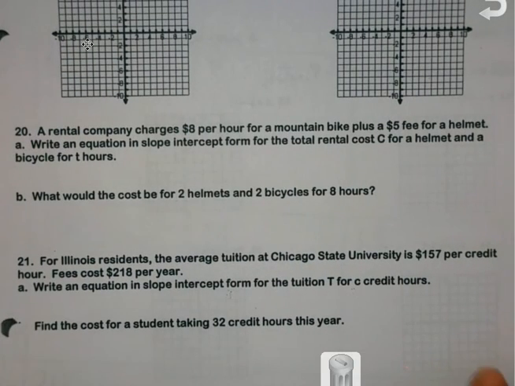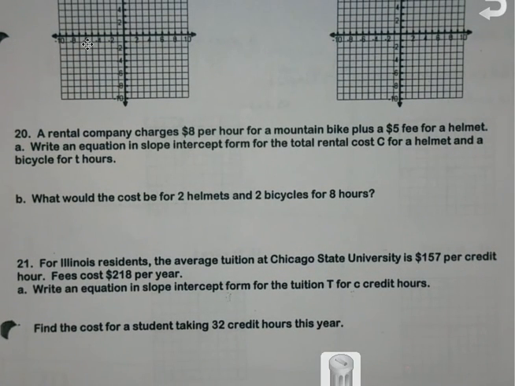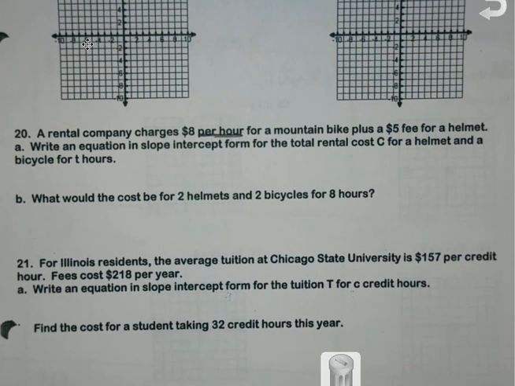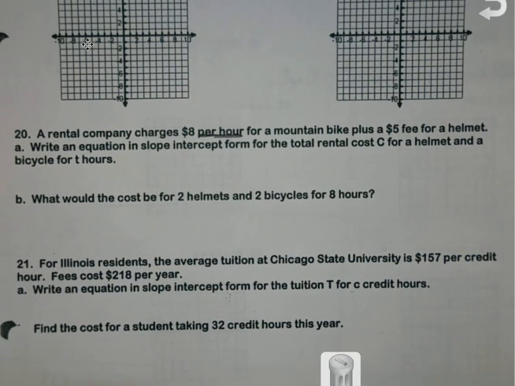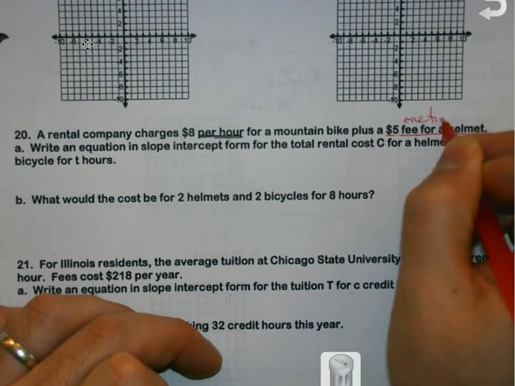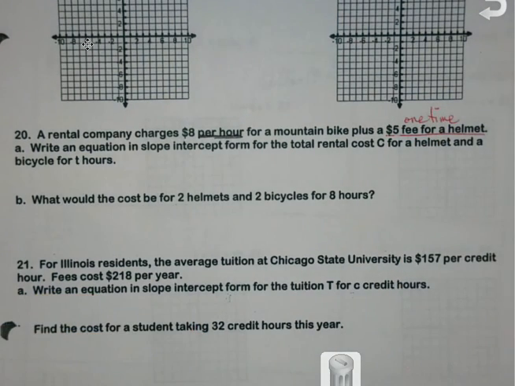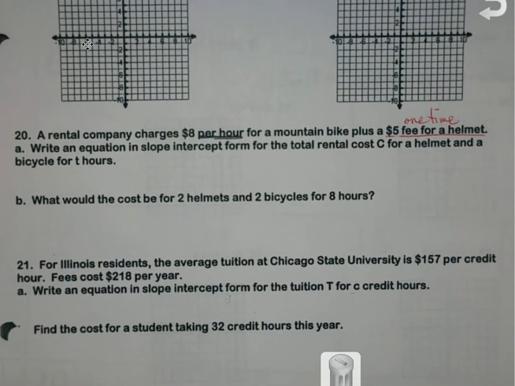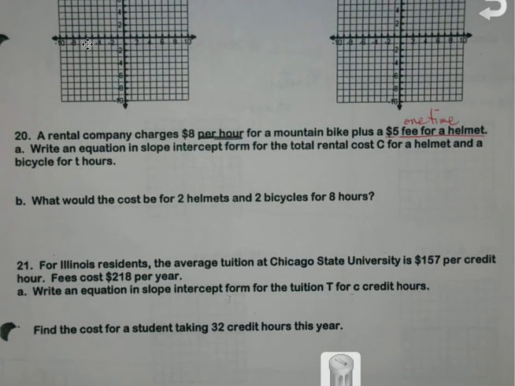So let's see here. A rental company charges $8 per hour. So for every hour I'm renting it, I got to pay them $8 for a mountain bike, plus a $5 fee. It doesn't say hourly, so this looks like it's a one-time fee for a helmet. Write an equation in slope-intercept form for the total rental cost for a helmet and bicycle for T hours. Now, I'm not as concerned about their fancy variables.